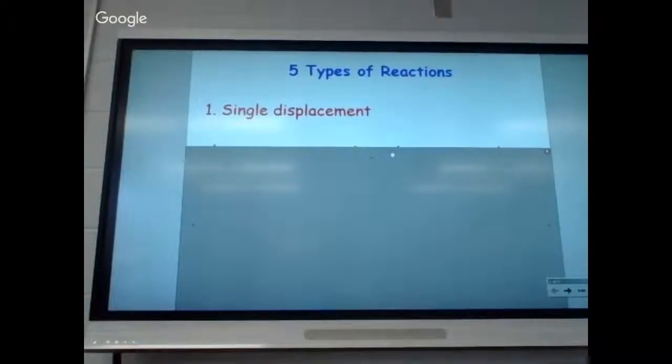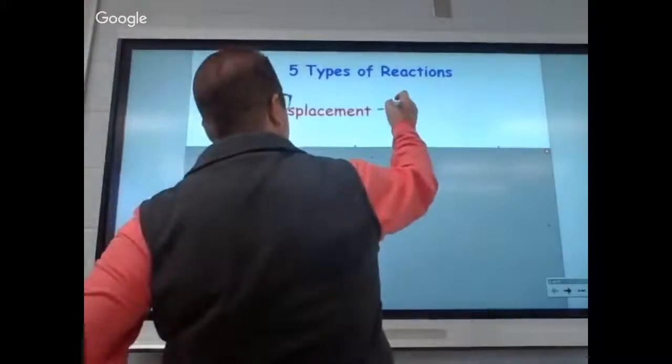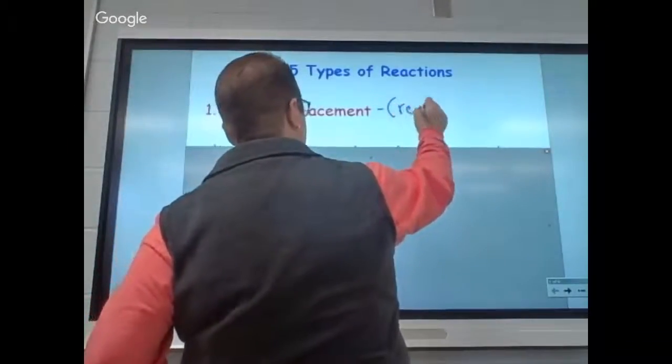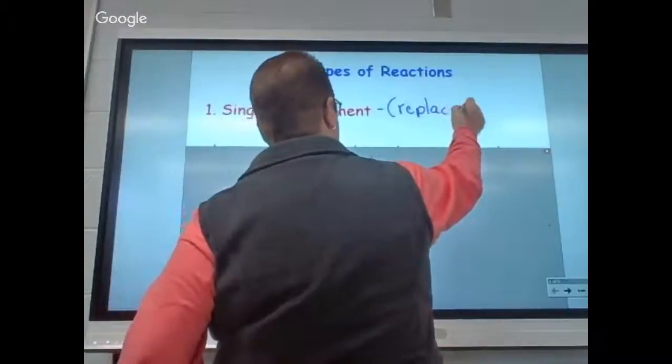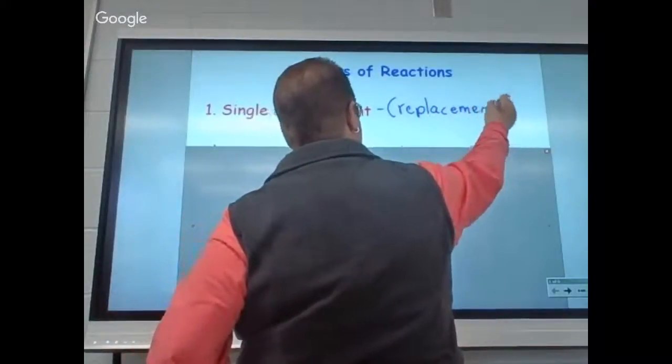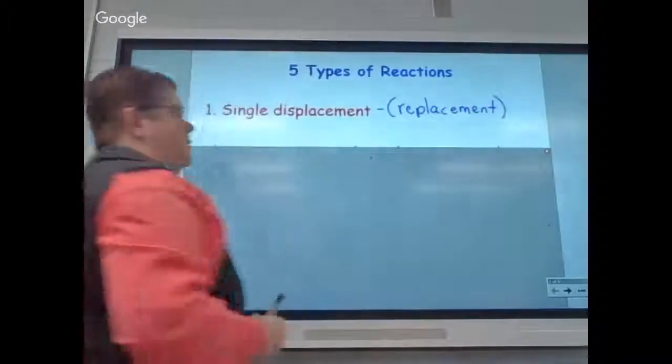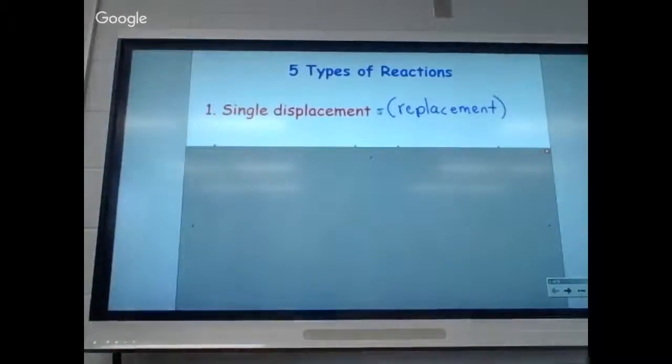Now, single displacement is the first type we're going to do. Some books call it replacement. A lot of books do. Some books call it displacement. Depends on the author of the book as to which one they use. I learned displacement when I was in school. It's still the one that I use. Some teachers learned replacement, so it's the one that they use. It does not matter which one you use.